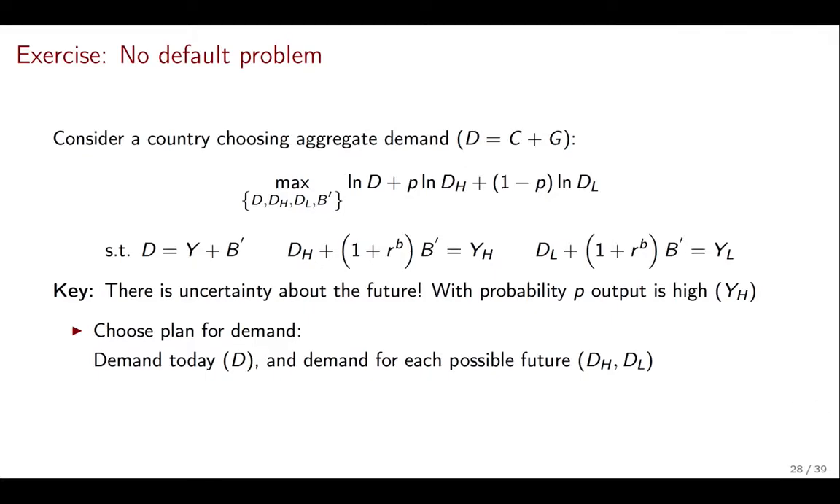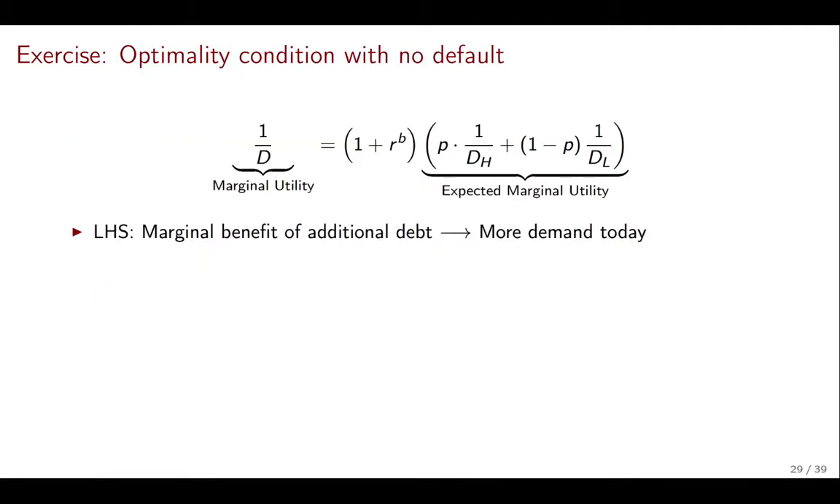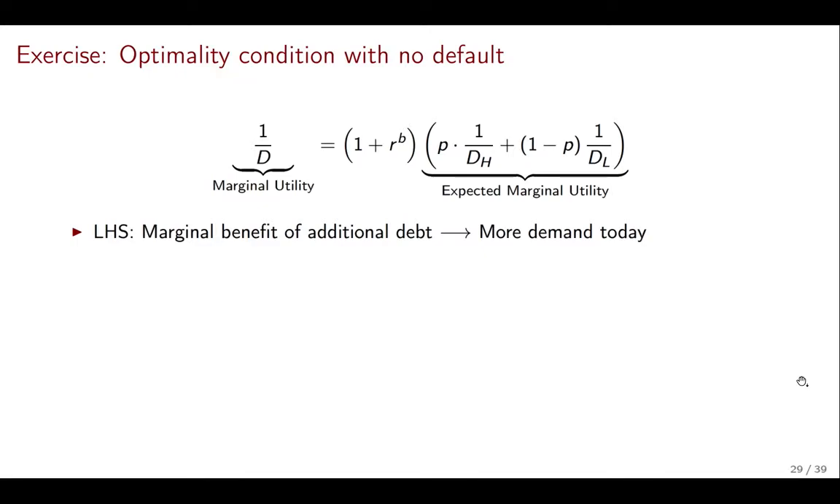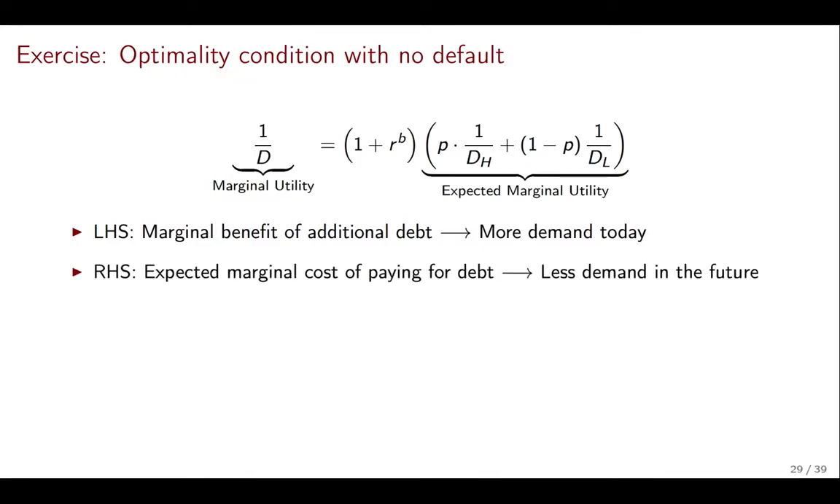Now, how will this impact the optimality condition of the consumer? We can see here the optimality condition with no default. The left-hand side is very familiar to us, and it is the marginal utility of present demand. That's actually the marginal benefit of additional debt. What the consumer can do with additional debt is demand more today, and that additional demand is going to increase the utility of the consumer by 1 over D. Remember from the previous slide, utility is logarithmic, so 1 over D is going to be the marginal utility of consumption. The right-hand side is the expected marginal cost of paying for debt, and the key word here is expected.